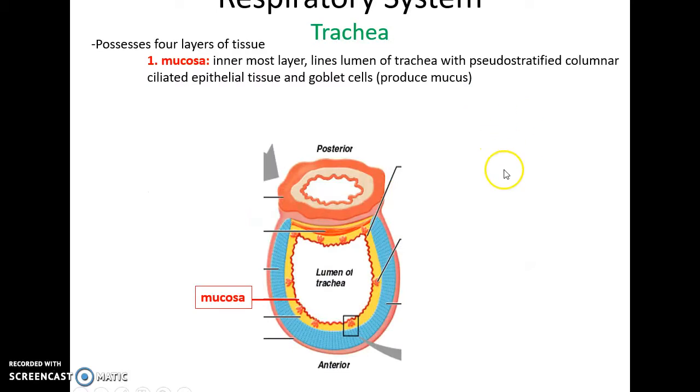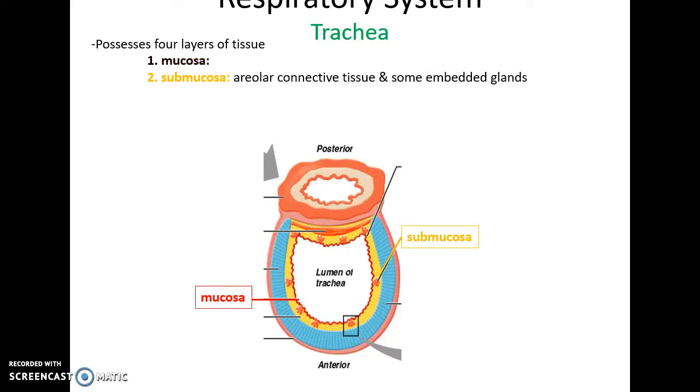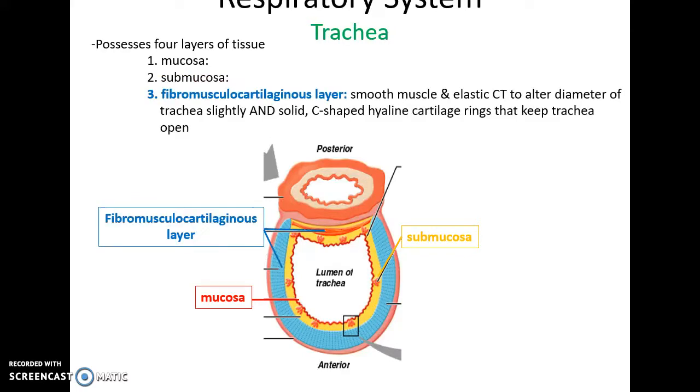The trachea has 4 layers of tissue. The innermost layer is the mucosa, made up of epithelial tissue, specifically pseudostratified columnar ciliated epithelial tissue and goblet cells that produce the mucus. The next layer is the submucosal layer, made up mostly of areolar connective tissue, with some embedded glands, especially glands that produce mucus.